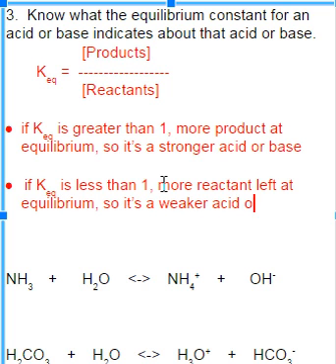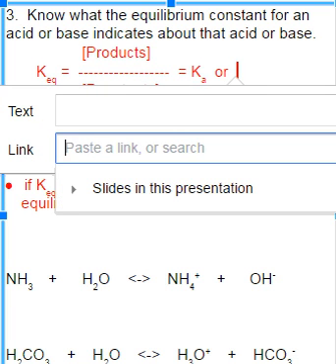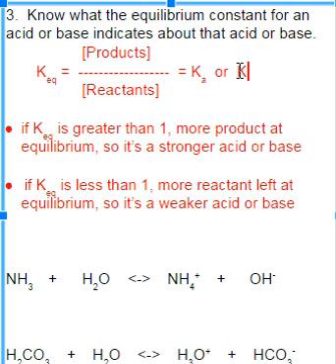So if you are given 2 or 3 or 20 equilibrium constants to compare, the biggest equilibrium constant has the most product, and it's your strongest acid or base. It's dissociated the most. And the smaller your equilibrium constant, your Ka or Kb, then the less it's dissociated and the weaker it is. And just a reminder here that Ka or Kb is just another way we represent equilibrium constant for acids or bases.